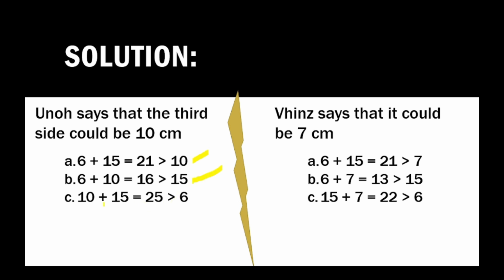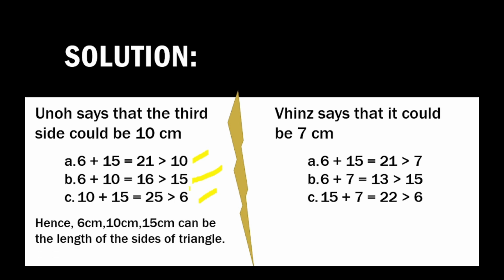And then i-rumble uli natin, so ang i-combine naman natin ay yung 10 tsaka 15, so ang natirang side ay 6. 10 plus 15 is 25, and 25 is greater than 6. So lahat ng sides, pag ni-rumble natin, ay nagiging true yung statement base dun sa theorem, which is the sum of the lengths of two sides of a triangle is greater than the third side. Therefore, we can say that 6 cm, 10 centimeters, and 15 centimeters can be the sides of a triangle. So, tama yung kay Uno.